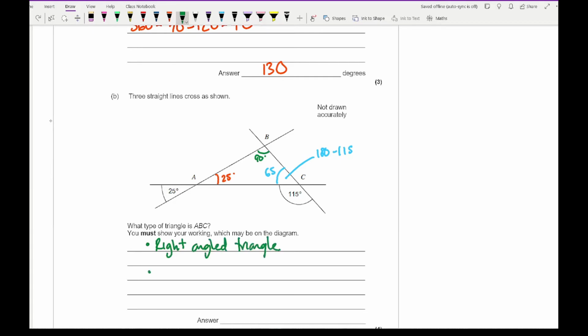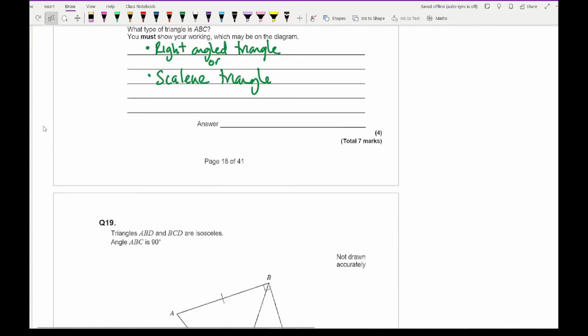Or you could say that because all the angles are different, it's going to be a scalene triangle. And I would say any of those two answers would be fine to get the mark.